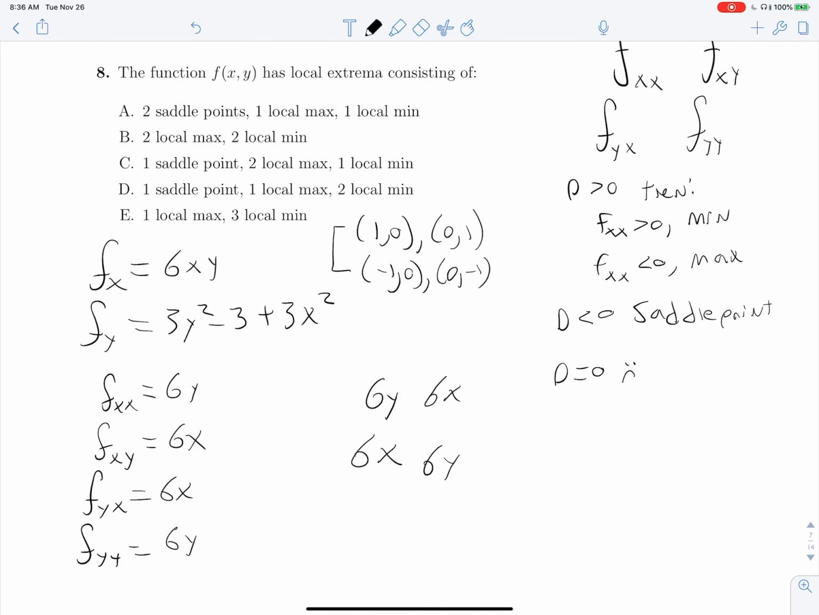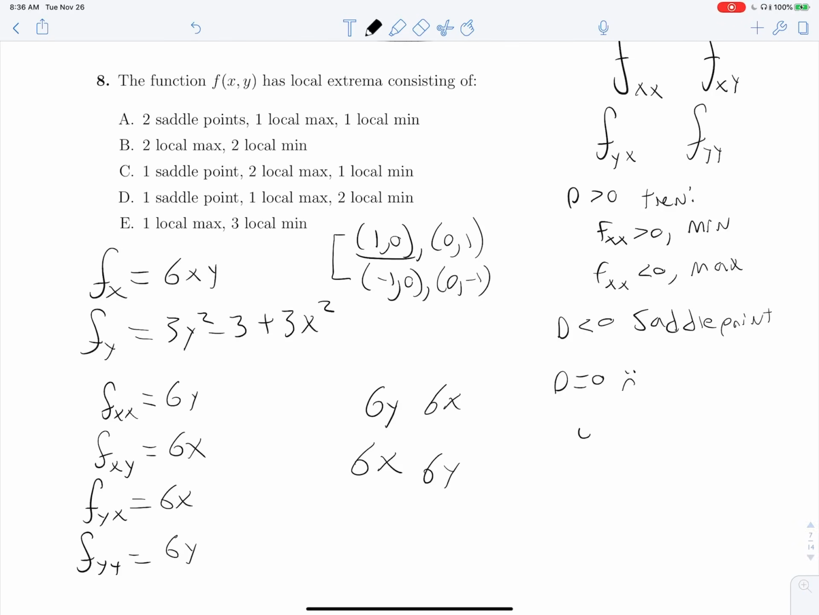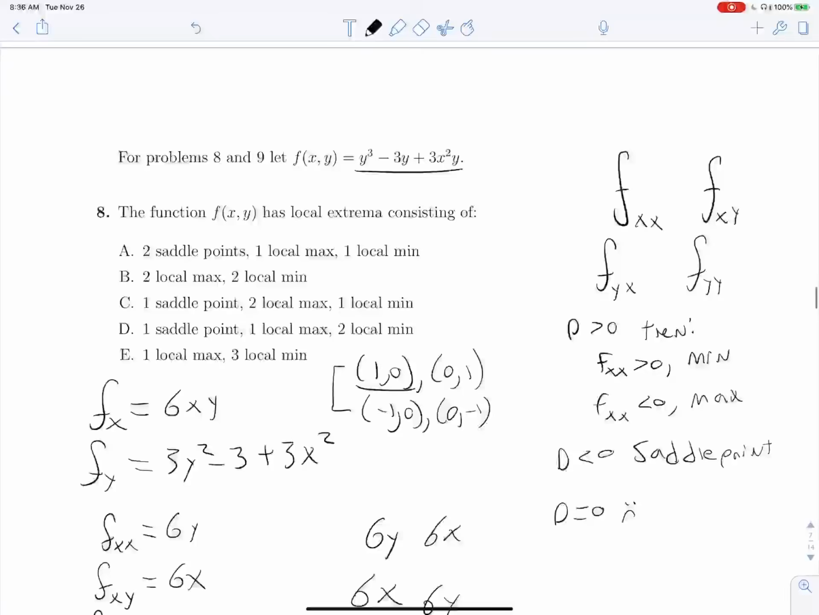So if we plug in (1, 0), we are going to get a saddle point because our discriminant will be less than 0. We'll get the matrix 0, 0, 1, 1, which will give us a discriminant of -1. So we have at least one saddle. Let's keep a running tally. 1 saddle.